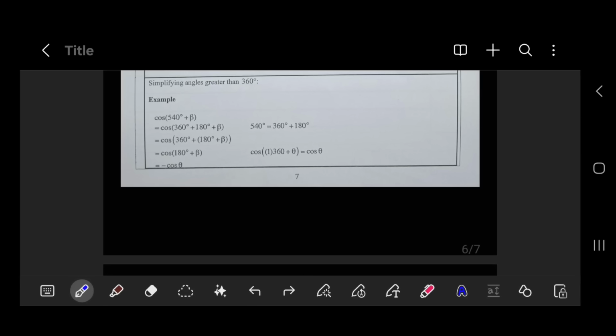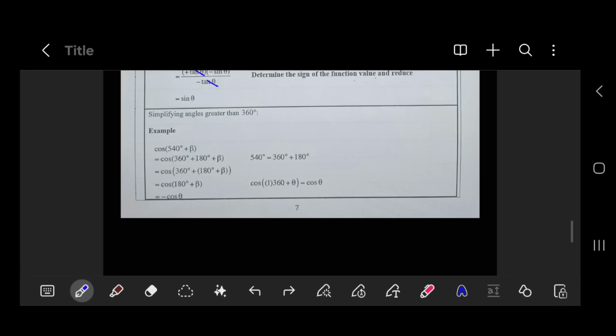Now they give us another example, and in this example we're trying to see how to simplify angles that are greater than 360. So generally, if we have an angle greater than 360, we can split it up as 360 plus another angle. Or another way of understanding this is to subtract 360 from it.